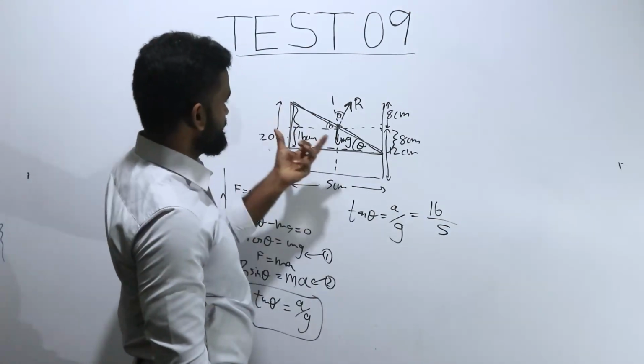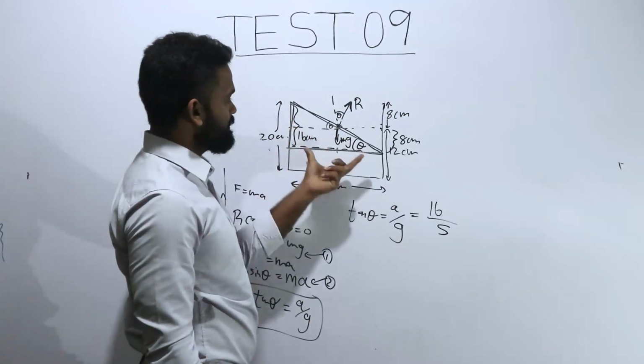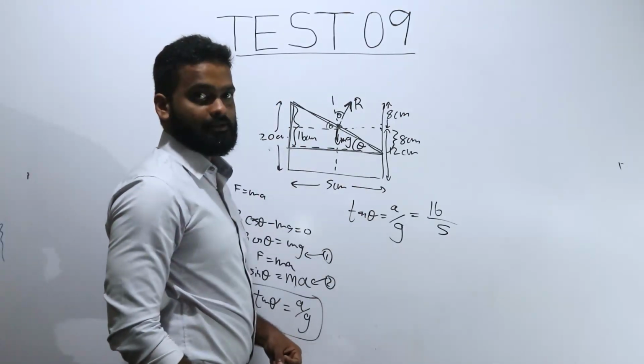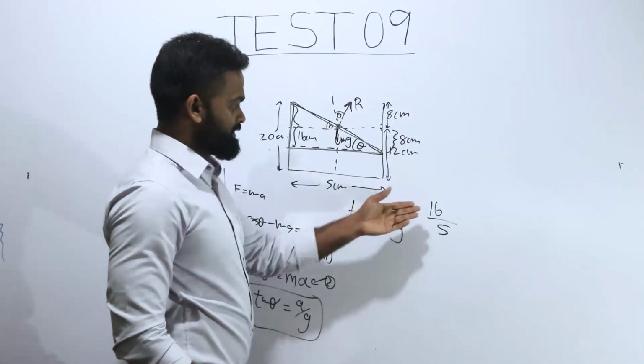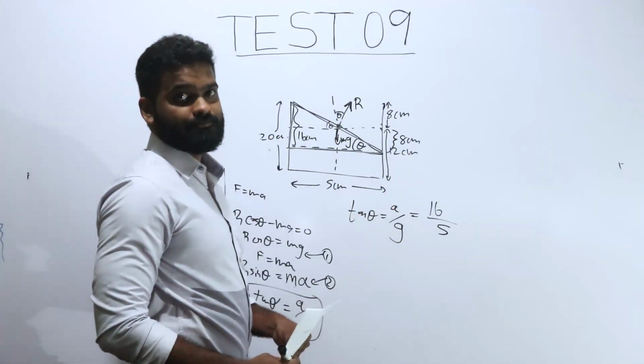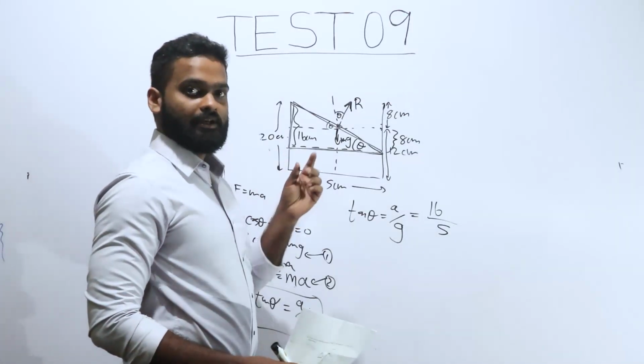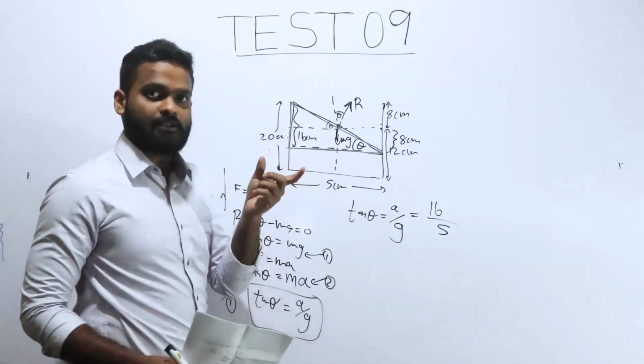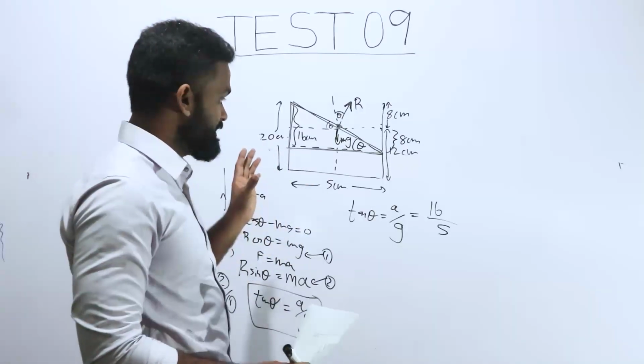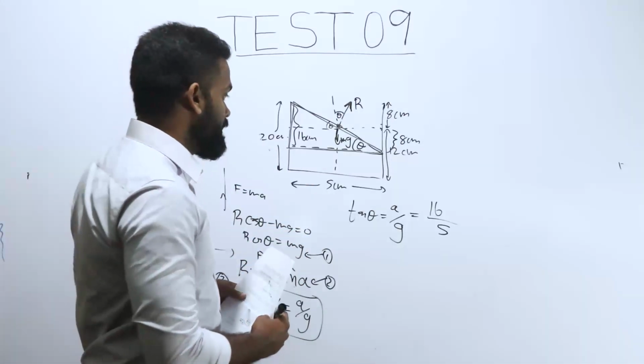Opposite side is 16, adjacent side is 5. 16 divided by 5 is tan theta. So A over G is equal to 16 divided by 5. Not 8 divided by 5, right? Many students have mistakenly taken 8. It is not. It should be 16 divided by 5.